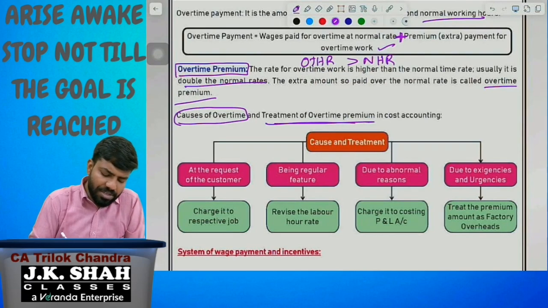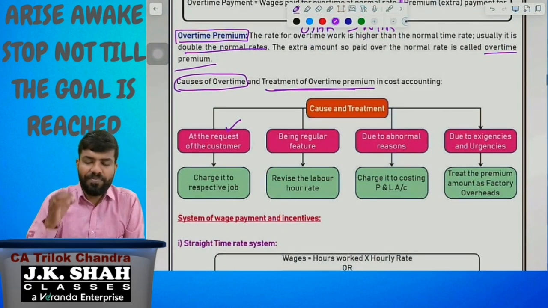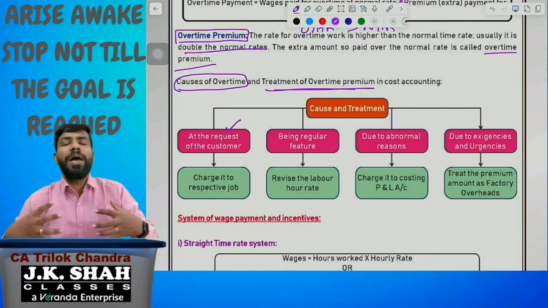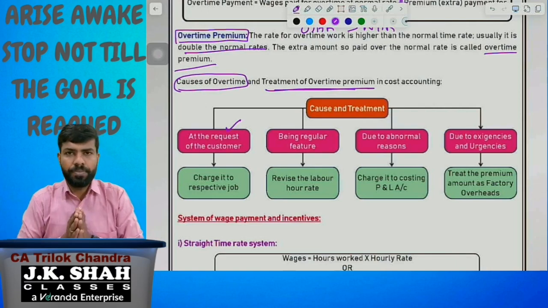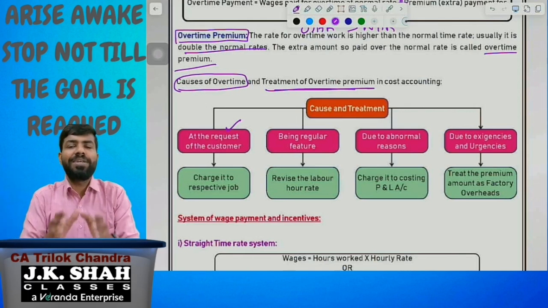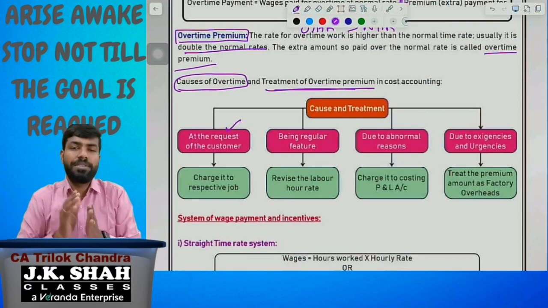The first cause of overtime is at the request of the customer. Let me take an example. I am having a manufacturing company. I am getting one order from a customer. The total time required to deliver the job is, let me take an example, 10 days. The customer is requesting me to deliver within 6 days.